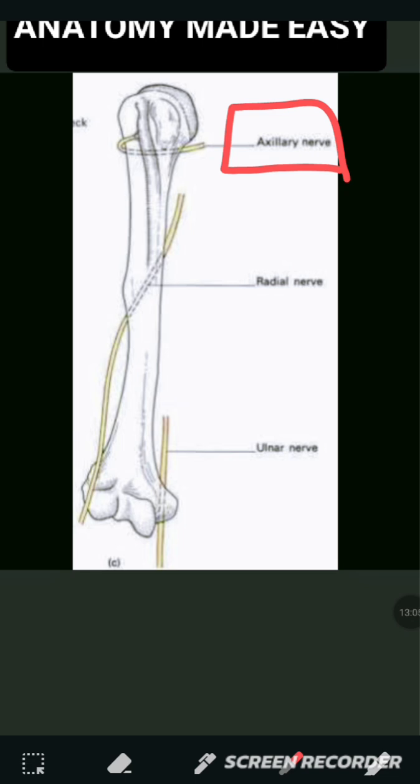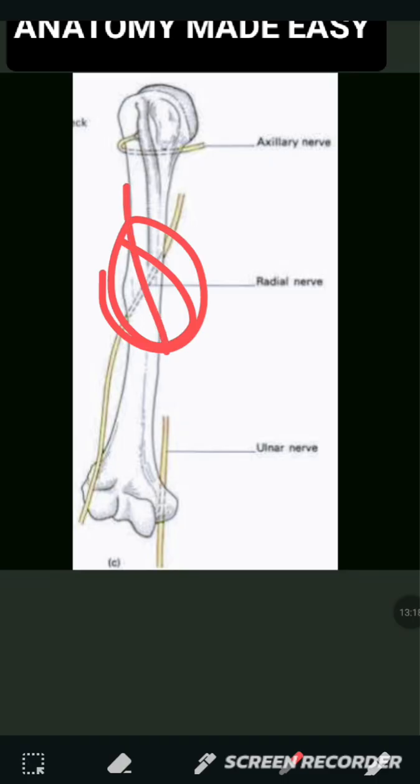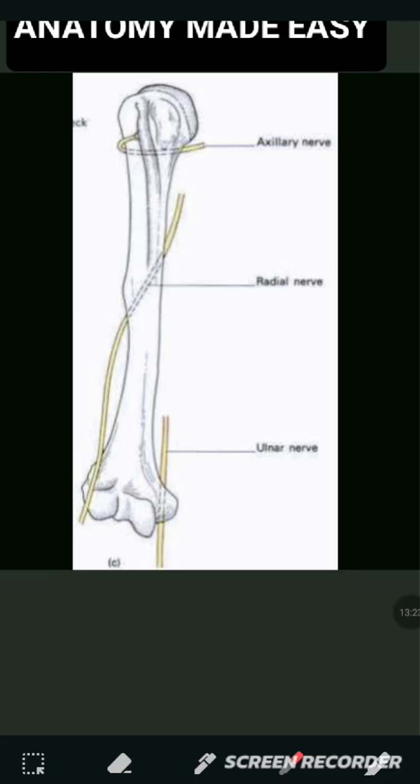Secondly, we have another nerve which is called the radial nerve. This radial nerve is present in the radial groove, or spiral groove. This region is the radial groove, also called spiral groove. So the nerve that is around this region is called the radial nerve. Due to bone fracture, if the radial nerve is injured, it will cause the paralysis of the extensors of the wrist and fingers.